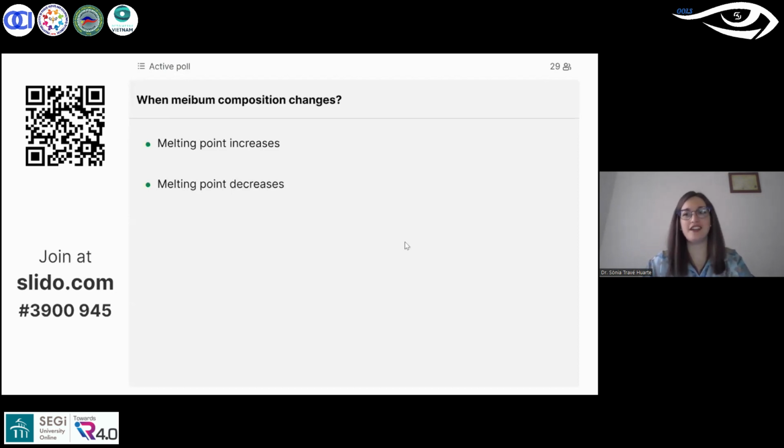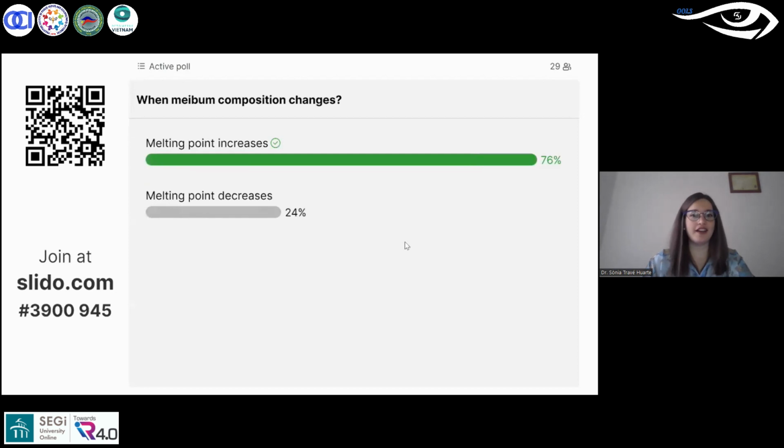Perfect. So good. Most people think that the melting point increases, and that's exactly what's happening. So as we have different substances within, the melting point does increase. That is why when we explain to our patients that they need to warm their eyelids for that meibomian oil to come out, it needs to reach a specific temperature.